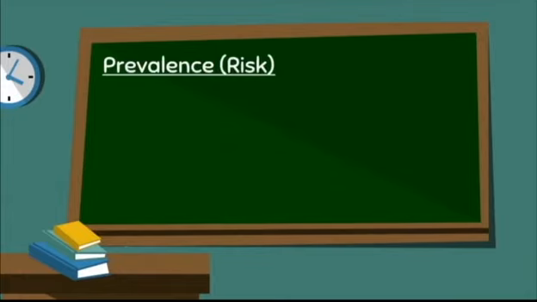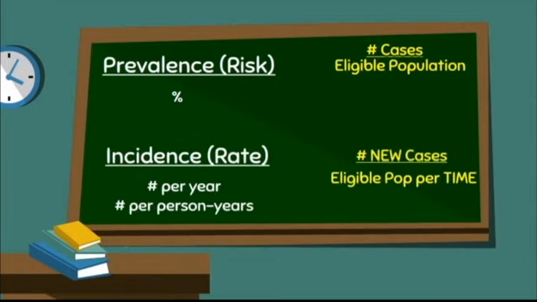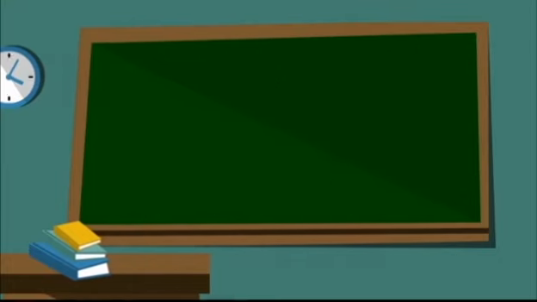So prevalence is reported as a proportion and is called a risk, whereas incidence is reported as a number in relation to a time measure, which can either be years or person years. Because of the time component, it's called a rate.